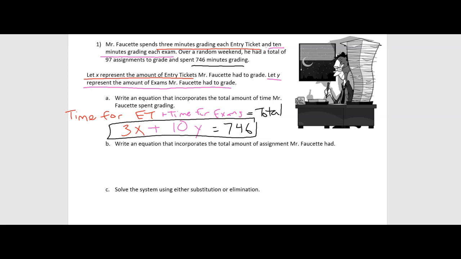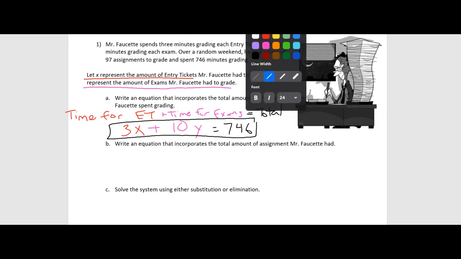Now I need to come up with an equation that represents the number of assignments Mr. Fawcett had. So think about what the problem says about the number of assignments. Think about how I use my x and y and try to build that equation. Well, let's get rid of some of this. I know that, let's write this out in words first.